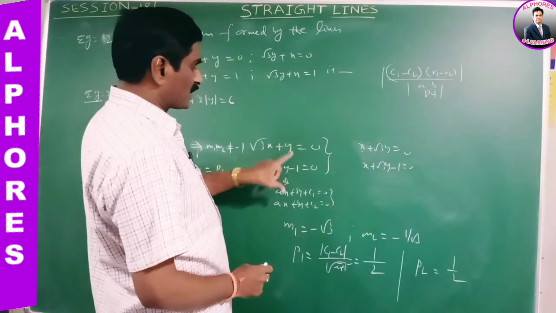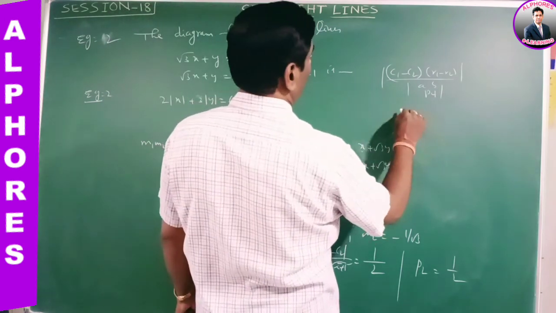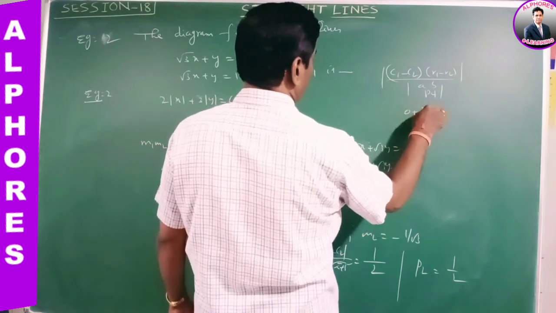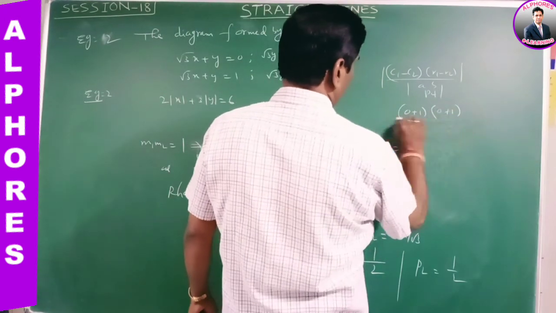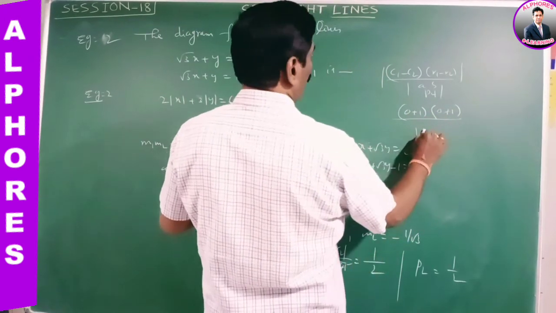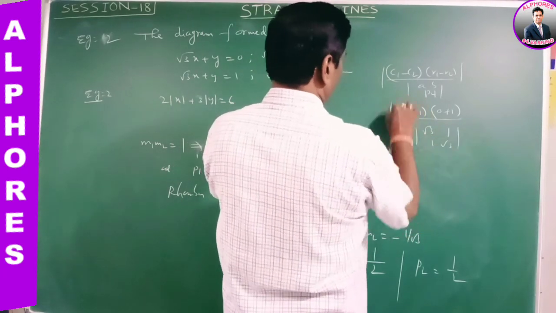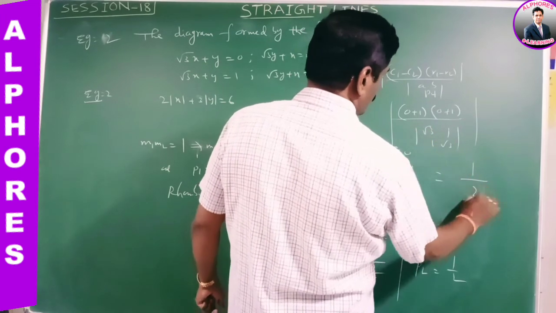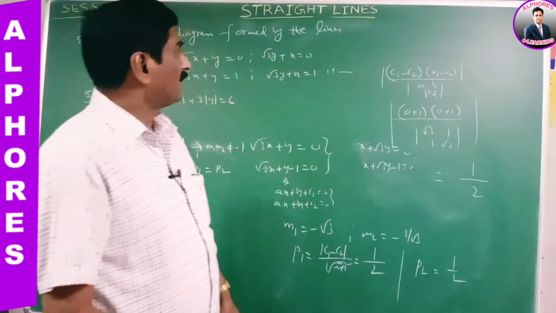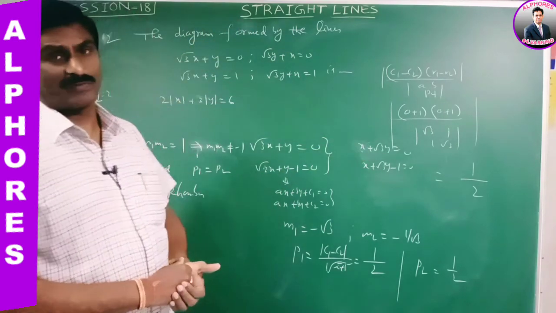Here c1 is equal to 0, c2 is equal to minus 1. c1 minus c2 means what is the value? 1. Into r1 minus r2 means again 0 plus 1, that is 1, by the determinant of what is the value? Root 3, 1. Next 1, root 3. Okay. That is equal to what is the answer? 1 by 3 minus 1 means 2 square units. Therefore, the area of this diagram formed by the lines is equal to 1 by 2 square units.